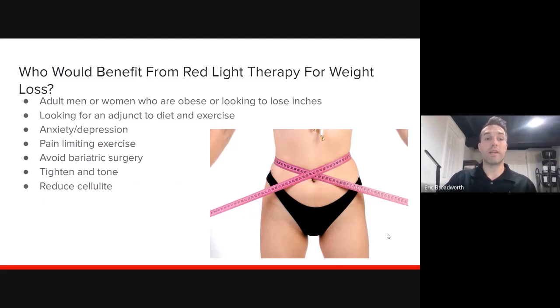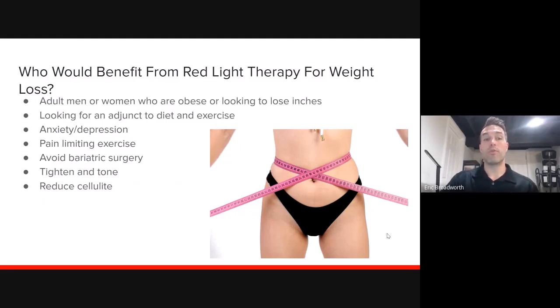For those dealing with anxiety and depression as well, red light therapy has been shown to help treat anxiety and depression. If they have pain limiting exercise, red light therapy is going to be great for them, because it's also going to provide an analgesic effect, and it's going to help with that pain and inflammation response. So if they're limited in exercise due to pain, this is great for them.